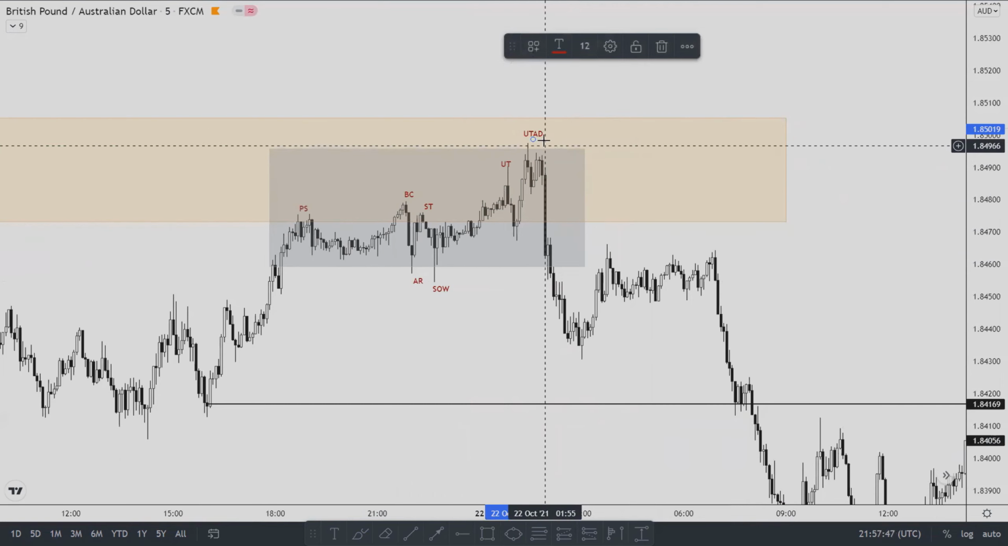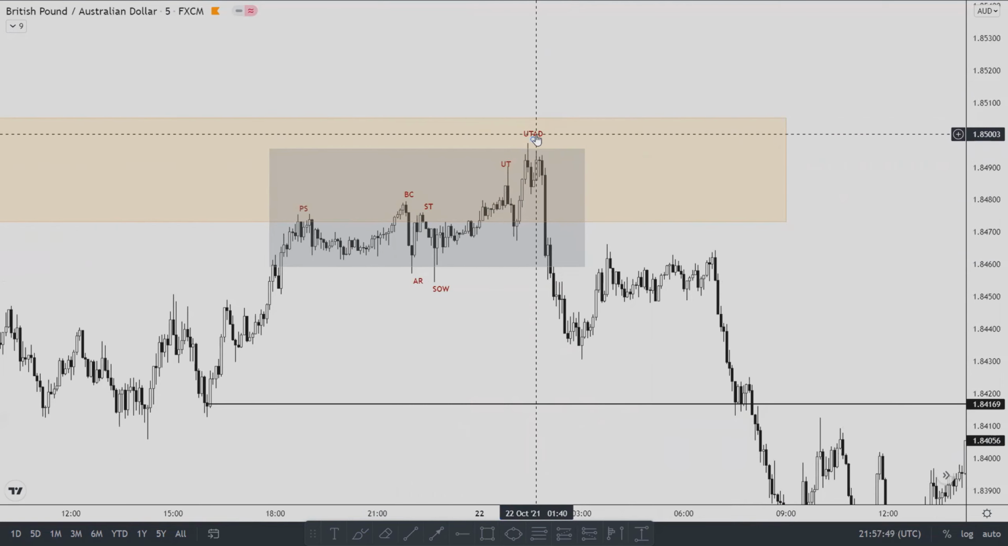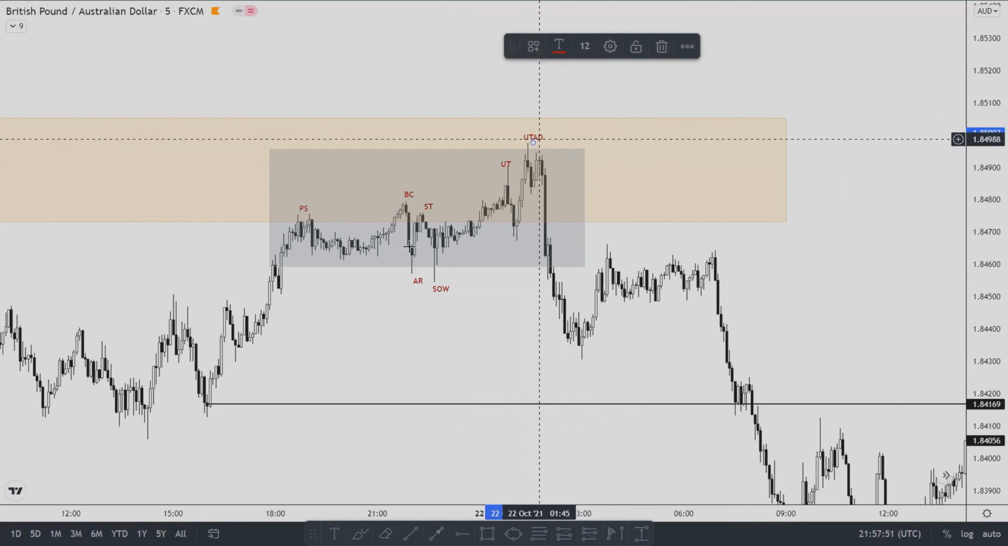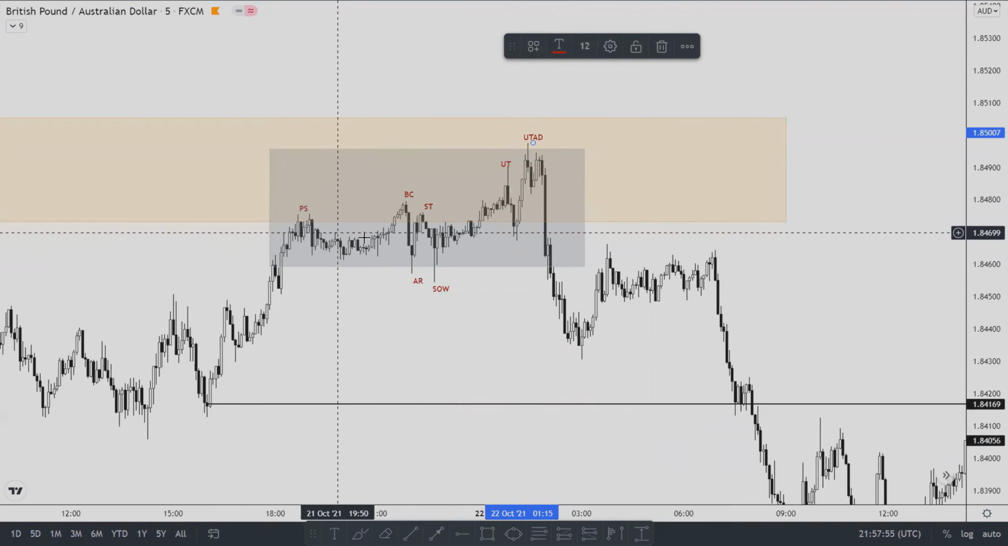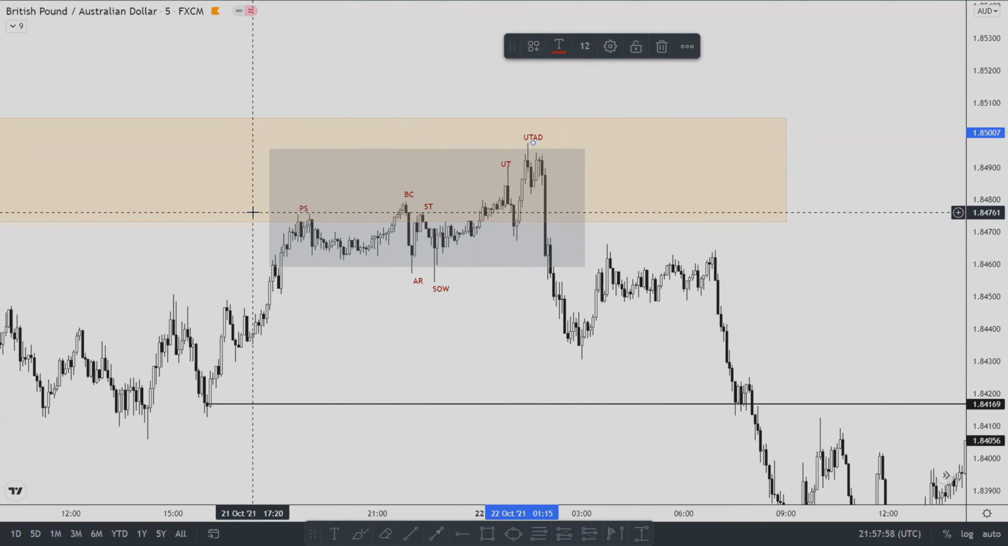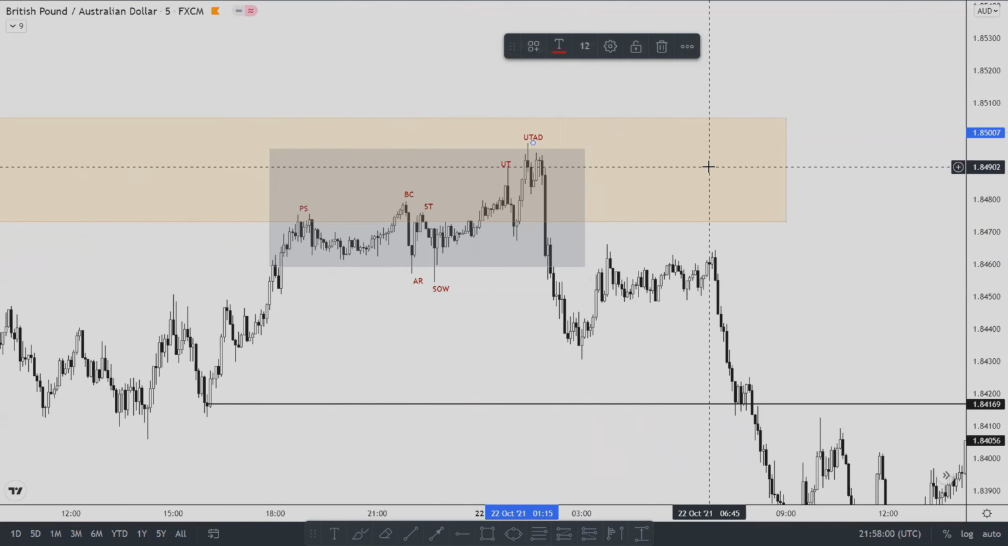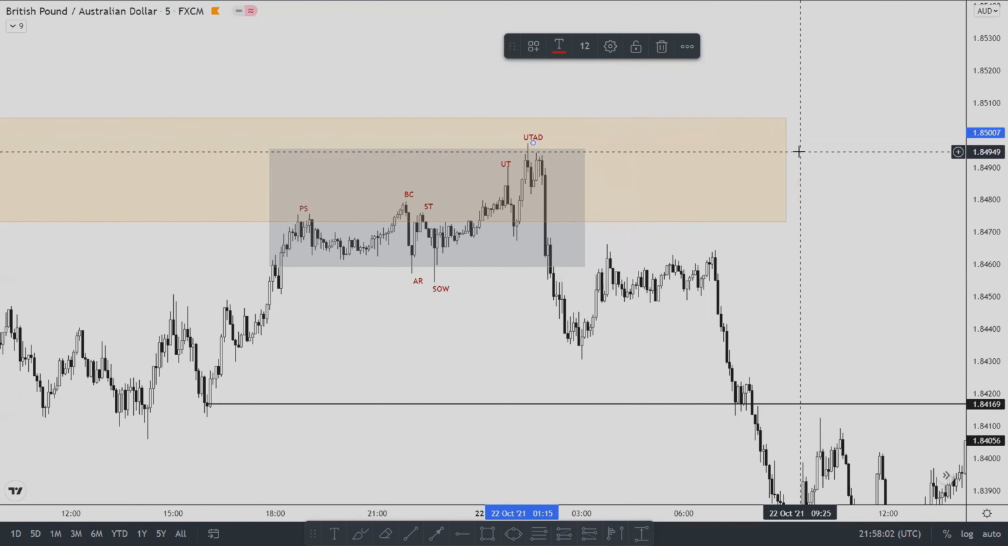So that was fairly straightforward and simple. Quite a good example of how the distribution played out on the 5-minute when we're approaching a bigger time frame point of interest, which was the 3-hour in this case.